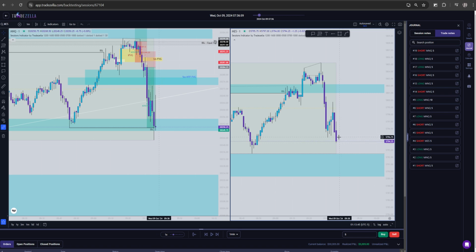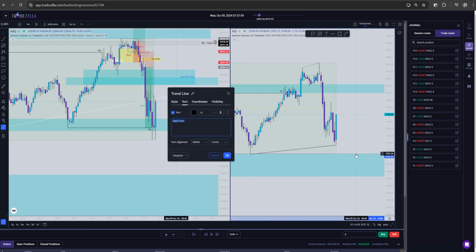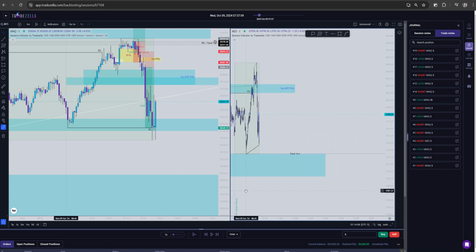And then ES looks beautiful. What is that? Okay, probably because of this SMT, right? We got the SMT, but we're so close to these equal lows on this guy. Why does it not want to take it? You don't want to take it?